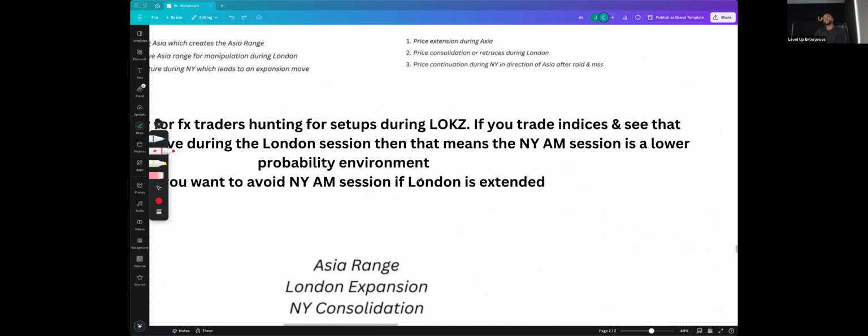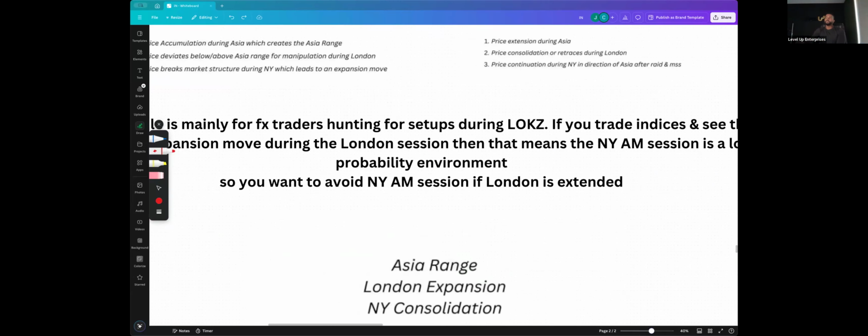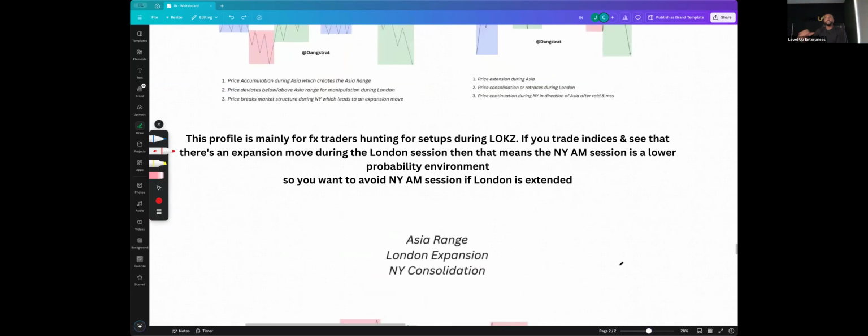And then something else when it comes to the profile and the London kill zones: if you see that there's an expansion move during the London session, that basically means that the New York session is not going to be high probable. There's not going to be a lot of volume for the New York session. So whenever you see that London expands, like we had a higher high, a big trend during the London session, which will more than likely look like this, for example, just quickly.